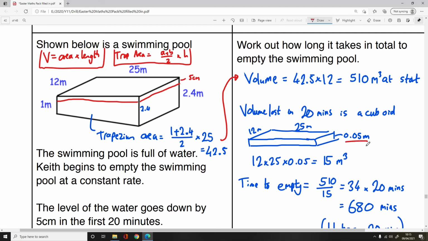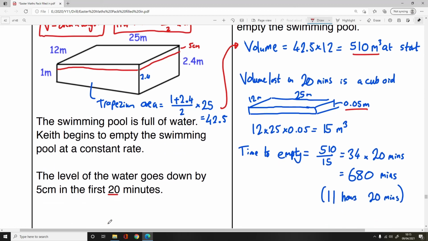We can multiply those three things together to get the volume as 15 that's left, and then we just need to find how many times 15 fits into the 510 that we know the whole volume is. So 510 over 15 is 34. So each of those 34 represents 20 minutes. 34 times 20 is 680 minutes, or 11 hours 20. That's how long it'll take.